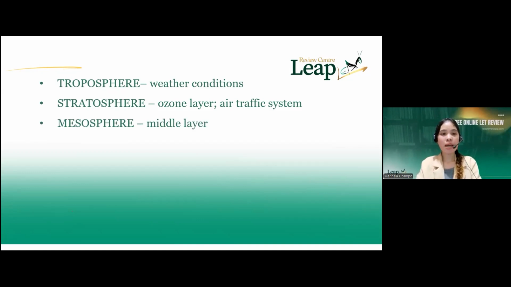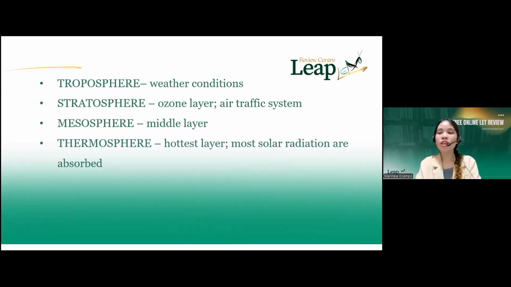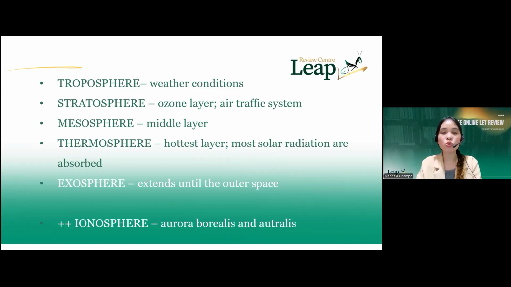Next, we have mesosphere. Mesosphere, from the word itself, meso, it's the middlemost layer of the atmosphere. Following, we have the thermosphere. It is considered to be the hottest layer because it is where most solar radiation is absorbed. And in the thermosphere, we have the presence of the ionosphere. When we talk about the ionosphere, it is where aurora borealis and australis occur. So in the ionosphere, from the term itself, we have lots of ions or charged particles here in the form of plasma.